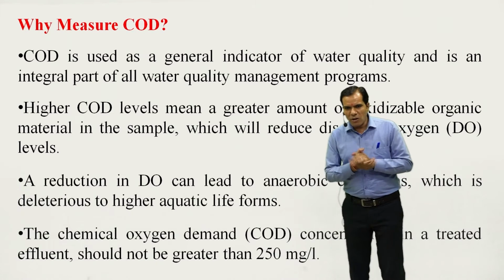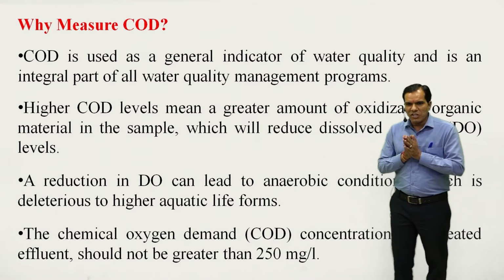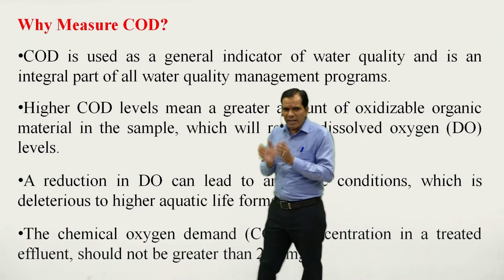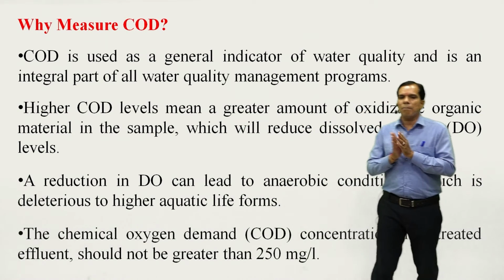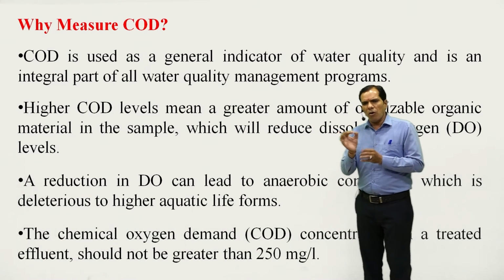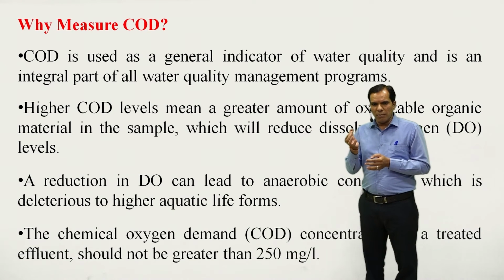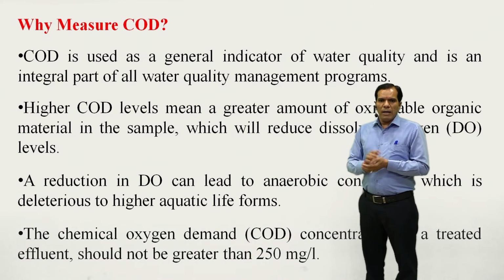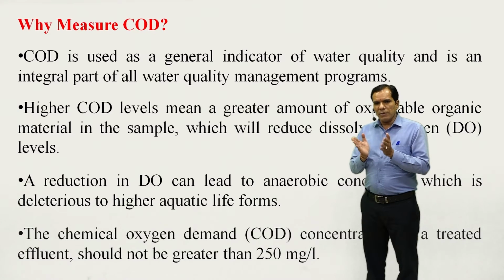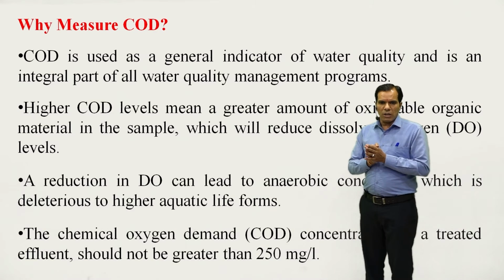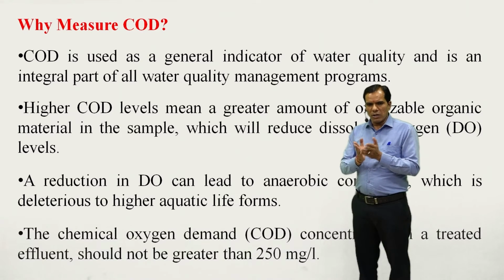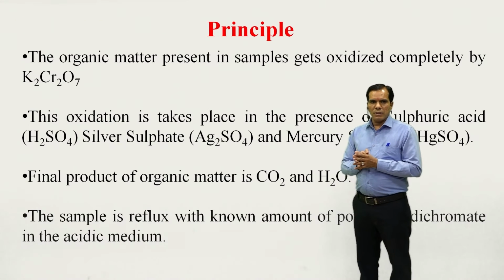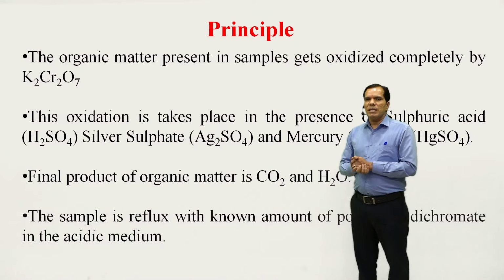The chemical oxygen demand concentration in a treated effluent should not be greater than 250 milligram per liter. It means it is an optimum value. It is the limit value, 250 milligram per liter. If the concentration of COD in the water is 250 milligram per liter, then we can use the water for domestic purposes. Now, what is the principle of this experiment?